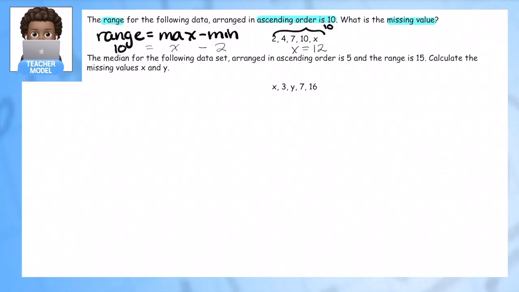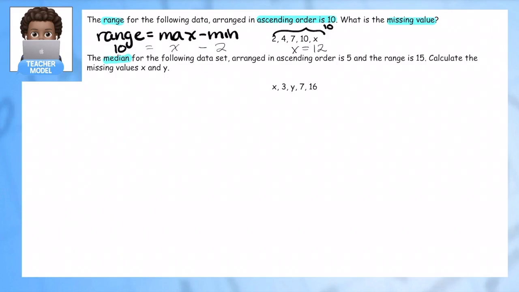So some kids can go like, well, I know this is 2, so if I add 10, I can get to 12. That's one way to do it. Or you can use your algebraic thinking to figure this out. But you need at least one of those values to figure out the range. Let's look at the second one.